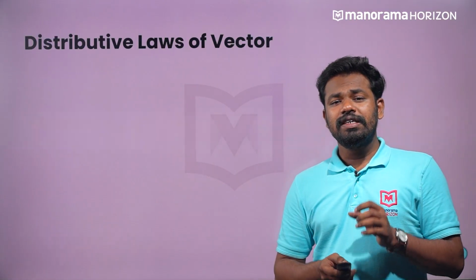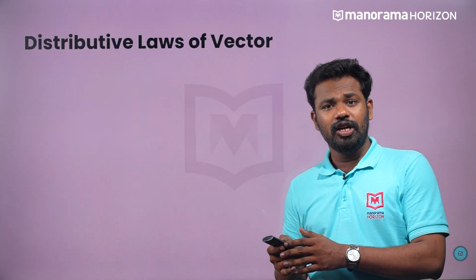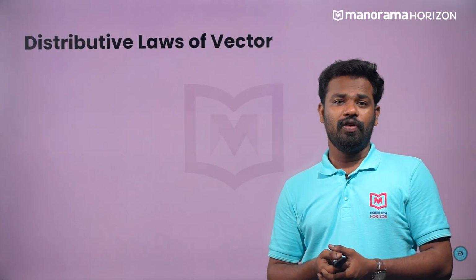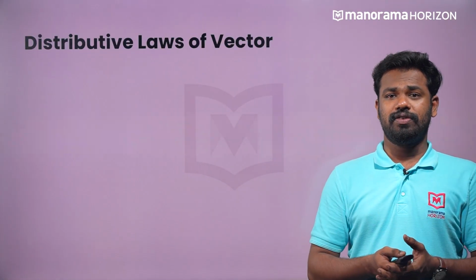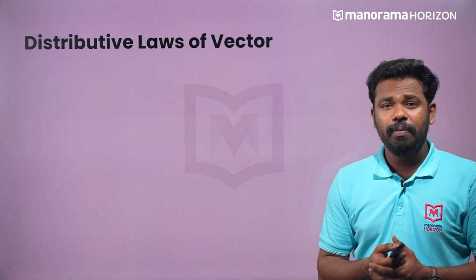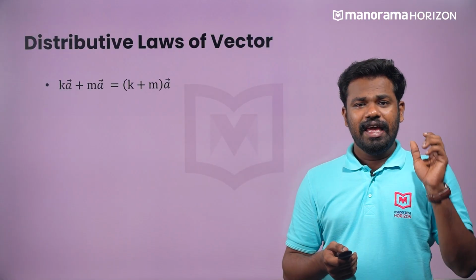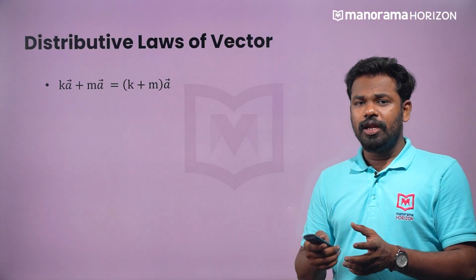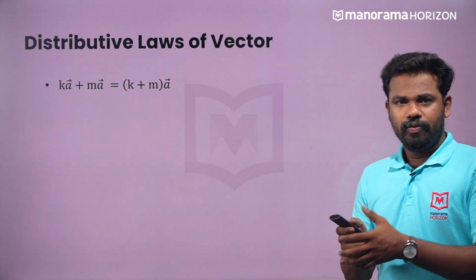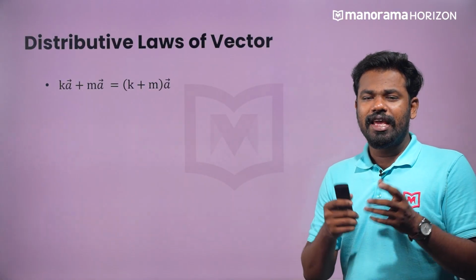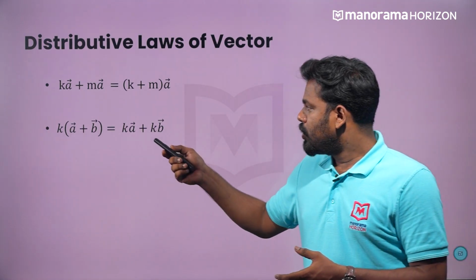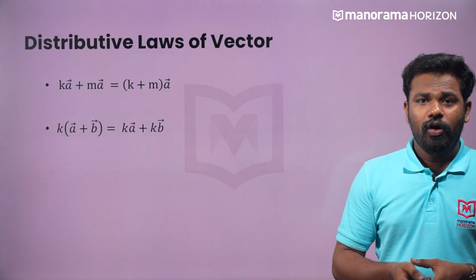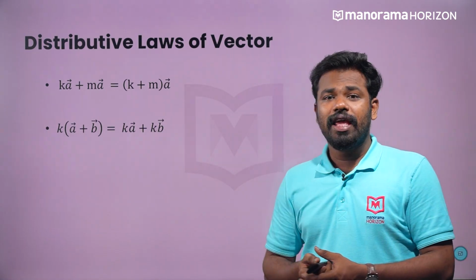Further, the addition of vectors and the multiplication of a vector by a scalar together give what? The distributive law. Let A and B be any two vectors and k and m be two scalars. Then (k + m) times vector A will be equal to kA plus mA, and k times (A + B) will be the same as kA plus kB.